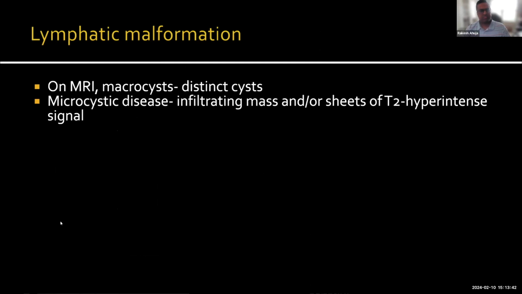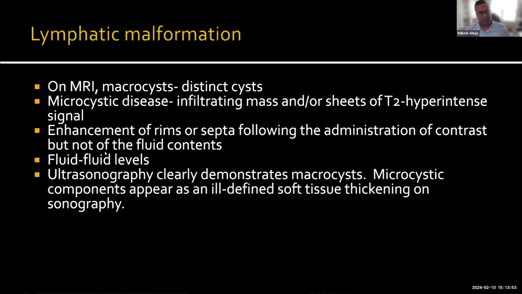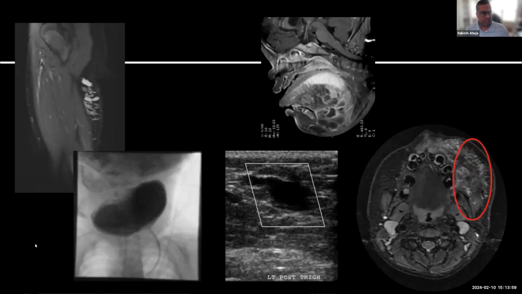These macrocystics can be distinct cysts. Microcystic, in fact, is a very difficult thing to treat, but nowadays we can use bleomycin infiltration, which has shown significantly greater response. They have fluid levels. Ultrasonography absolutely is the mainstay of your diagnosis, especially when you're treating. Here you can see the lymphatic malformation.